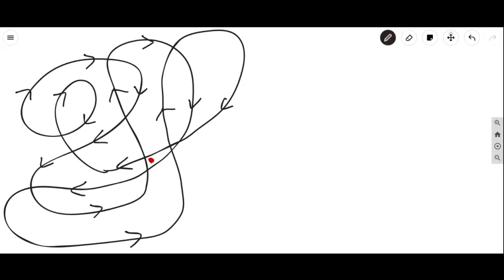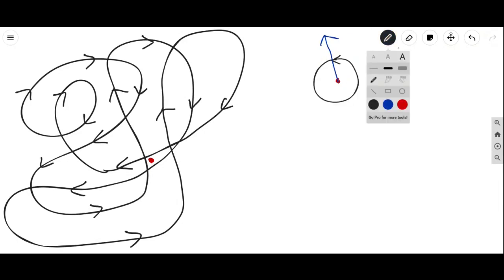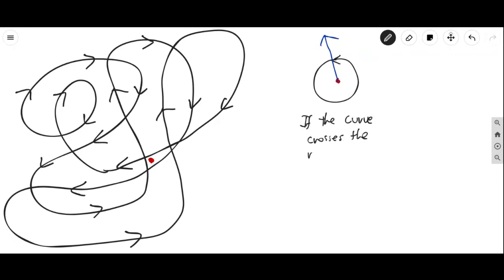So it basically just comes down to this. If this is the origin, and then you have a circle going clockwise, counterclockwise, and you draw this ray escaping out to infinity, then if the curve crosses the ray from right to left, then it's going to be +1, right?